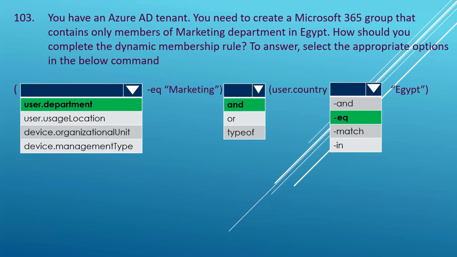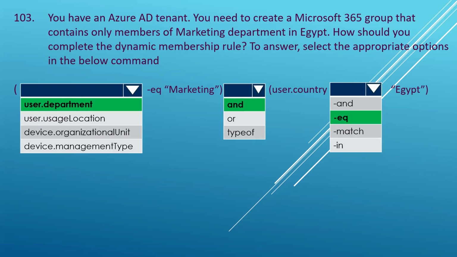The correct answers are as follows. As the M365 group should exclusively include members of the marketing department and be restricted to individuals from the Egypt region, you will select user.department in the first dropdown to represent the department condition. To ensure that only users meeting both criteria are considered for group membership, you will establish an AND condition, ensuring both conditions are met before a user is added to the group.